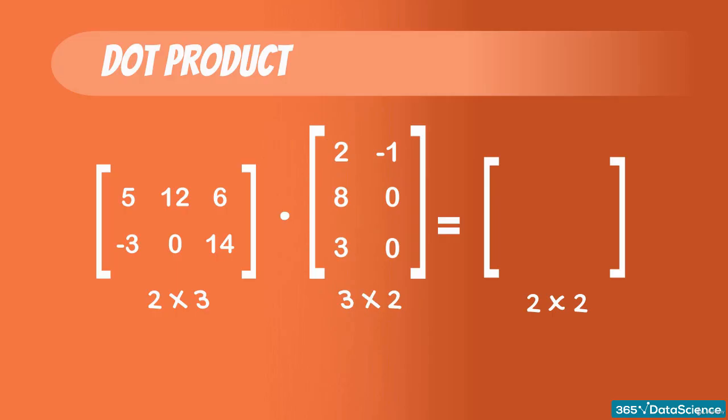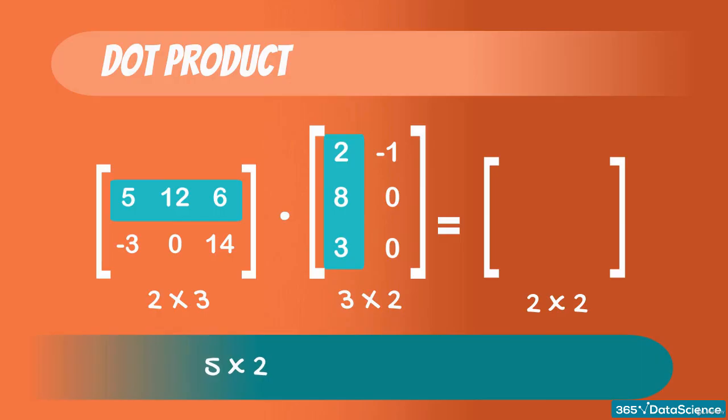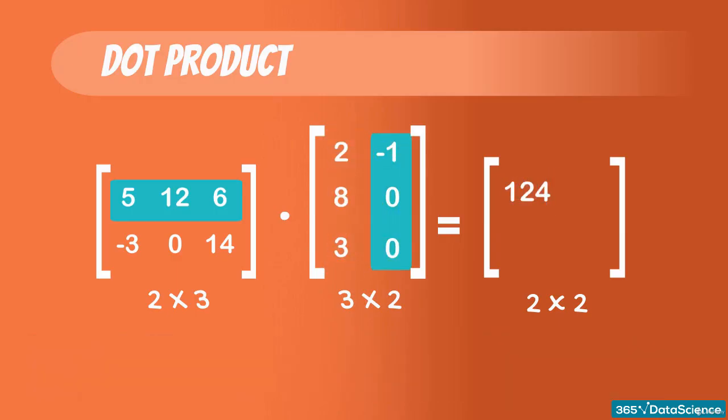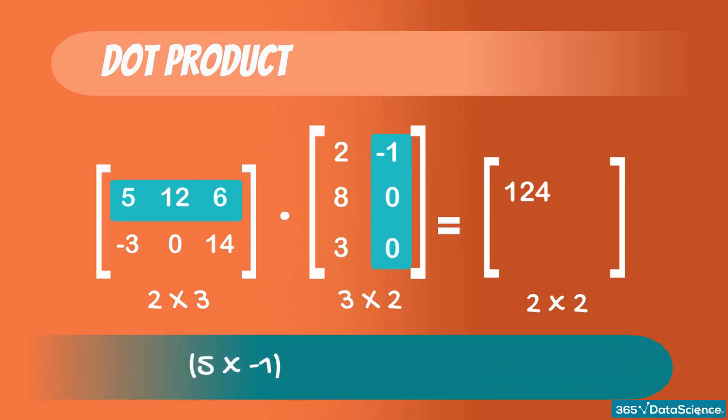Let's find the dot product of 5, 12, 6, and 2, 8, 3. It is 5 times 2 plus 12 times 8 plus 6 times 3, which equals 124. Easy. 124 is also the first element of the output matrix. Next, we find the dot product of 5, 12, 6 with the second vector, minus 1, 0, 0. It is 5 times minus 1 plus 12 times 0 plus 6 times 0. The result is minus 5, which is the second element of the output matrix.